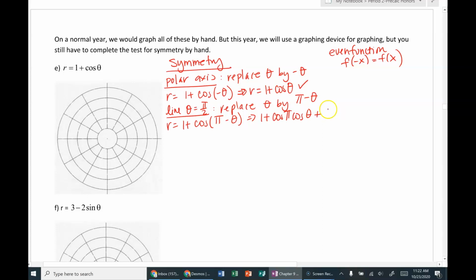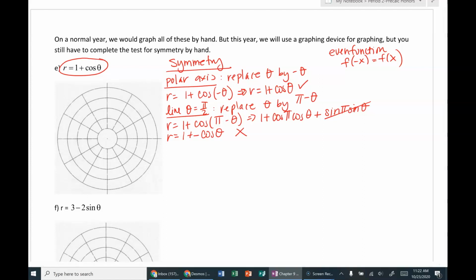Okay, so hopefully you got to here and you wrote plus sine of pi and sine of theta. Well, sine of pi is going to be 0, so this whole term is going to be gone. So r equals 1, cosine of pi is negative 1, so that's going to be minus cosine of theta. This is not identical to our original, so we X that out. It is not symmetric with respect to the line.